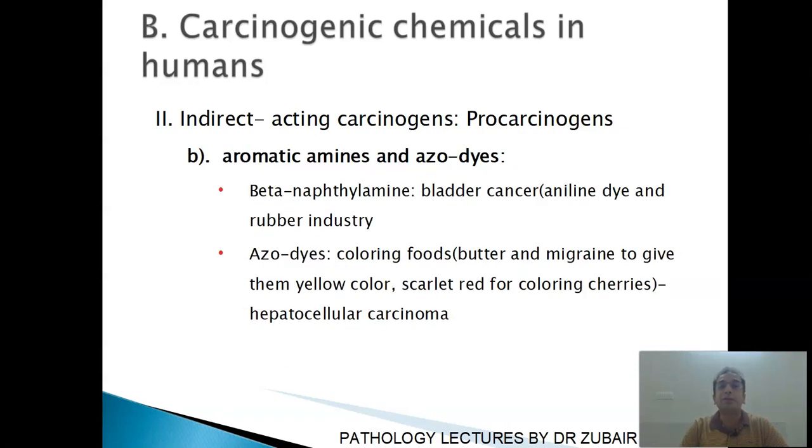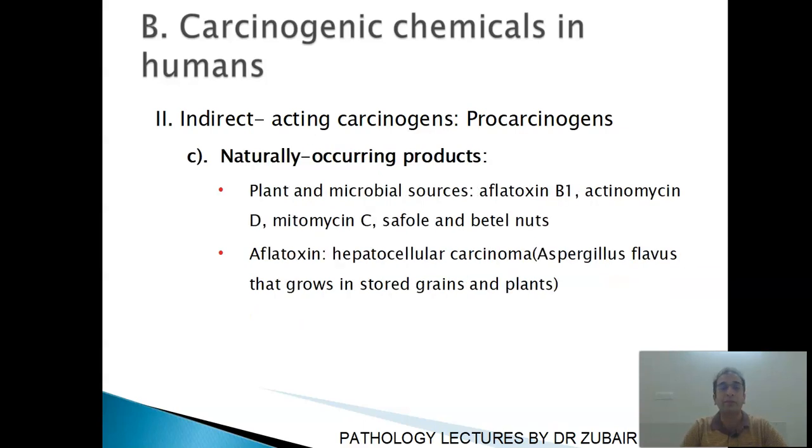Indirect acting carcinogens, the procarcinogens, like aromatic amines and azodyes. Beta-naphthylamine can cause bladder cancer, with aniline dyes and the rubber industry. Azodyes, like those coloring food, butter and margarine to give them a yellow color, and scarlet red for coloring cherries, can all lead to hepatocellular carcinoma. So be careful of the colored food. You may enjoy the tandoori chicken, which is red in color, but that is all not very good, right?